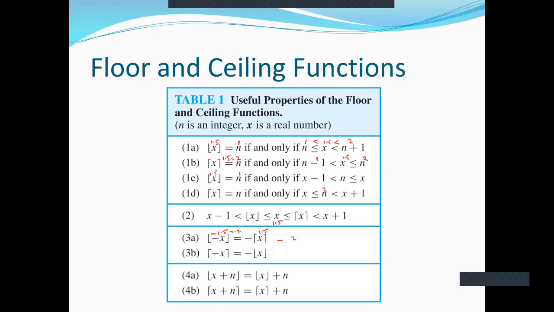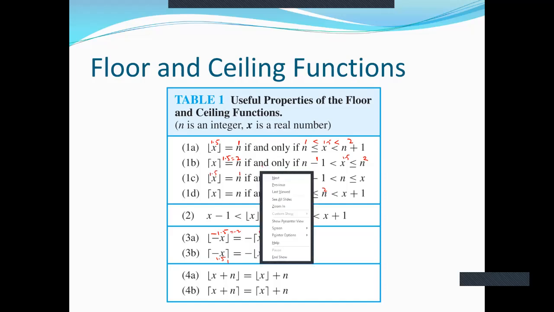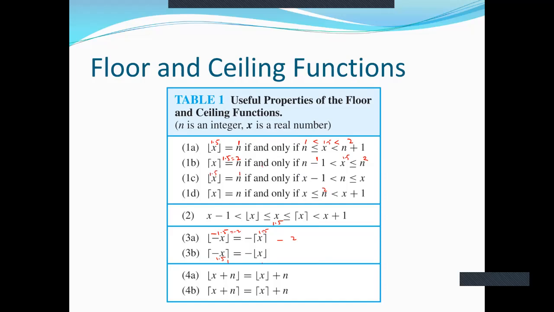Similarly here, the ceiling of negative x is equal to negative floor of x. So you can again prove it. For example, if x is 1.5, so negative x is negative 1.5, so the ceiling is negative 1, right? And x is 1.5, so the floor is 1, and the negative of that is negative 1. I mean, both are equal.